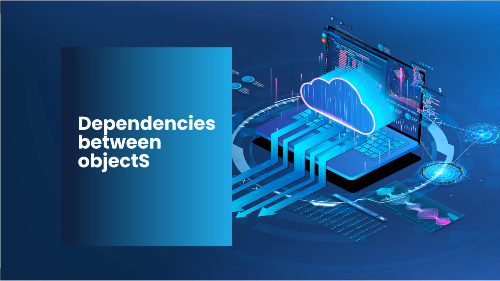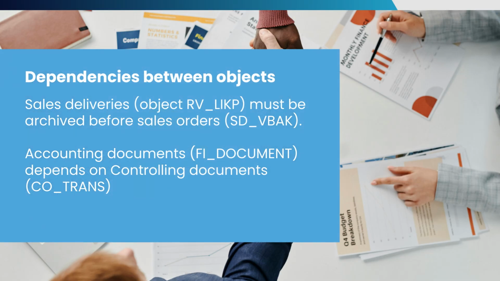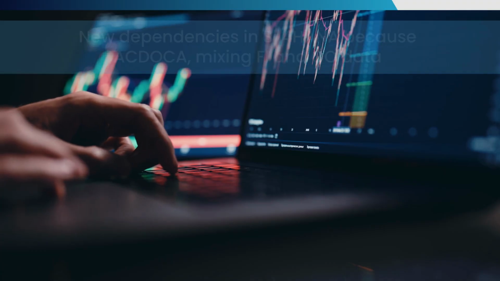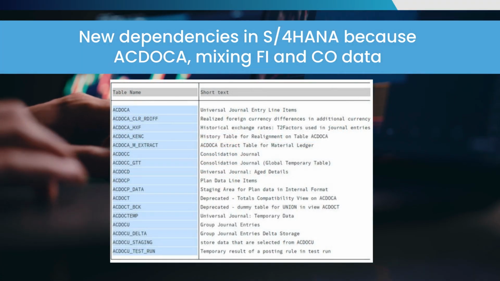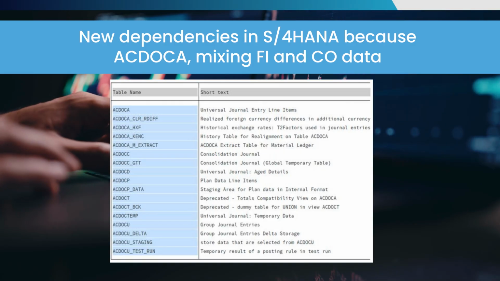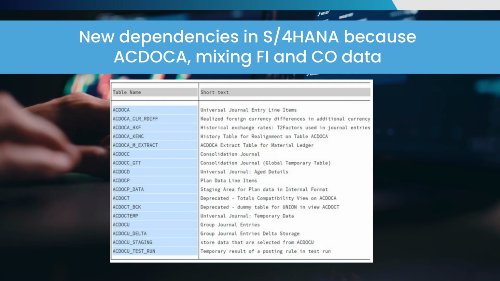When scheduling archiving runs, there are dependencies between objects. This means some objects must be archived before another one. Some archiving runs must happen in a specific order, and these dependencies are defined at the variant level, not at the job level. A classic example comes from sales and distribution. Sales deliveries must be archived before sales orders. Accounting documents depend on controlling documents. In addition, S/4HANA comes with new dependencies because of a new table, ACDOCA, that mixes finance and controlling data.